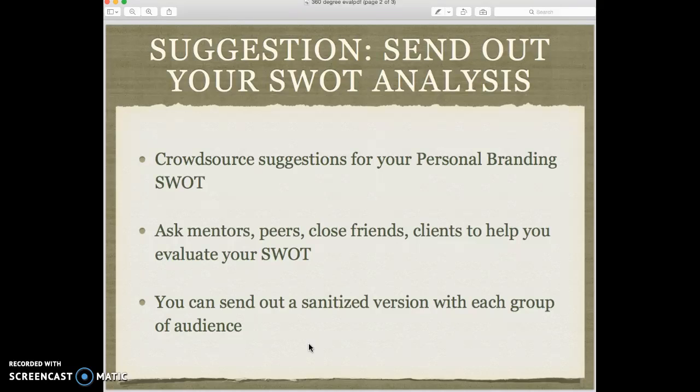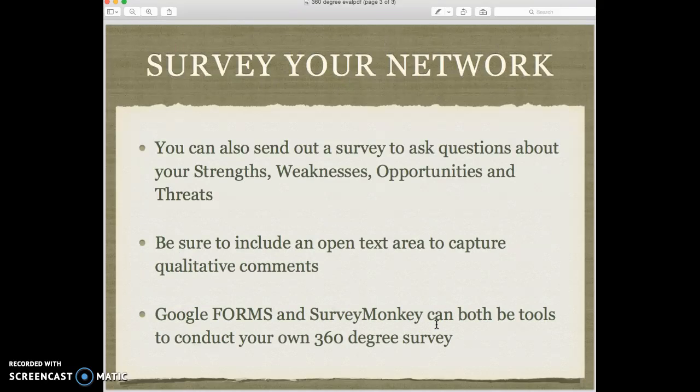All right, so then the next thing I would suggest is you can also survey your network. And the way you might do that is by making use of something like Google Forms or SurveyMonkey, where you can come up with some key questions or maybe even follow-up questions. So let's say you've done your personal branding 360-degree evaluation already, and you're not clear on what it is or which direction you want to head. It might be helpful to make use of SurveyMonkey or Google Forms to ask that follow-up question.